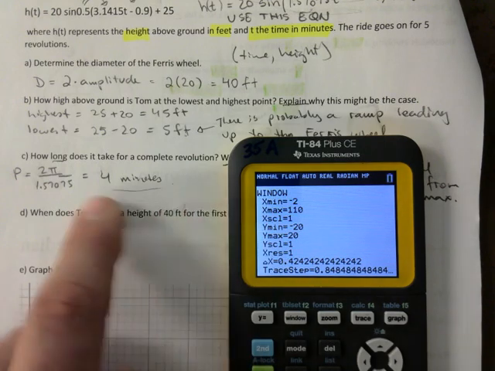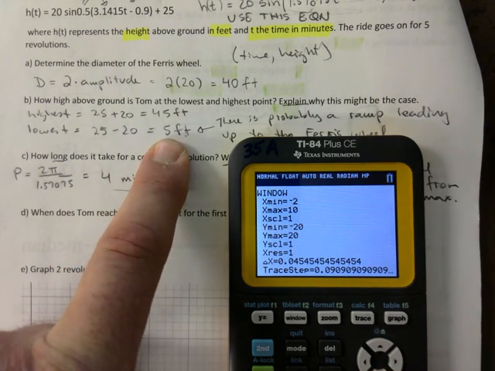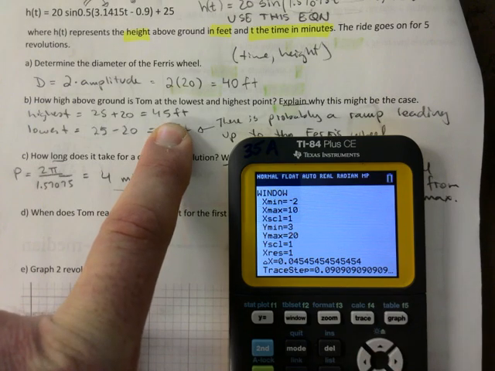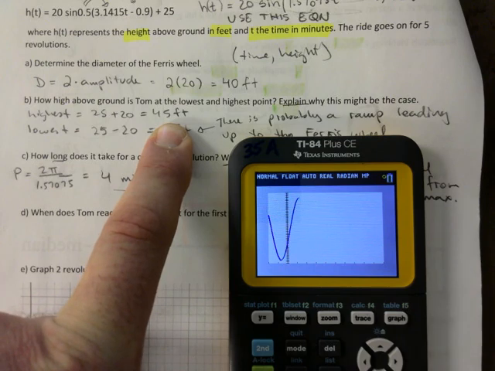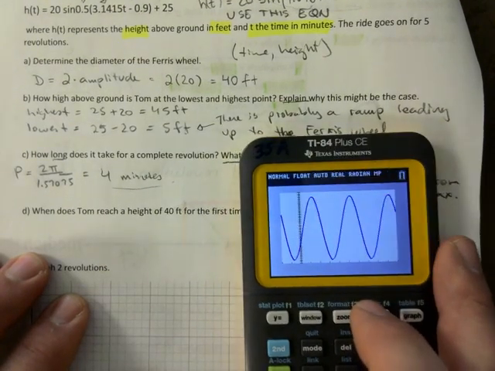X max, one cycle is 4 minutes. So I'm going to go like 2 cycles. That would be 8 minutes. I'm going to go up to 10 for the x max. The y min, I go as low as 5, so I'm going to go 3. And as high as 45, so I'm going to go 48 or 47, just above it. And there you have a nice graph. It's zoomed in. 2 full cycles are visible. Okay, so that should be your graph.